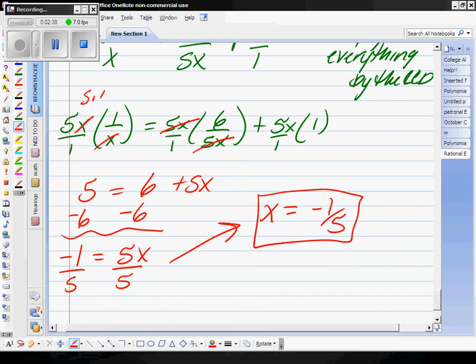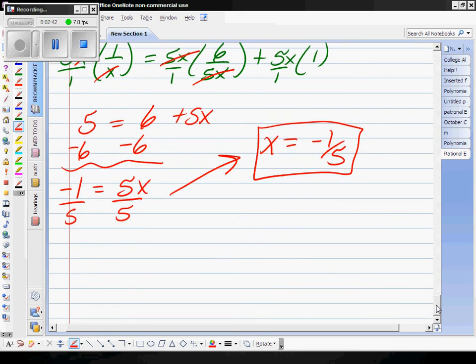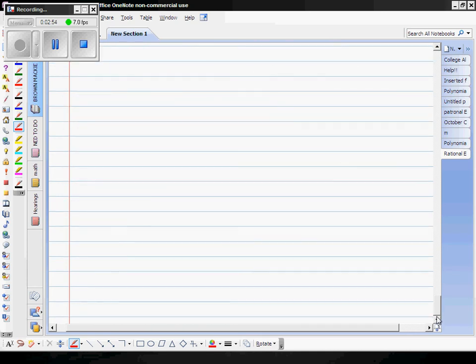So we have solved for one equation. All right. Let's do another, shall we? Do one more. That's fairly simple.